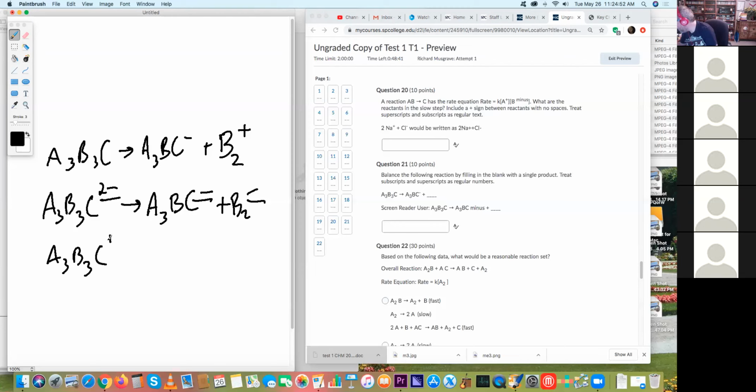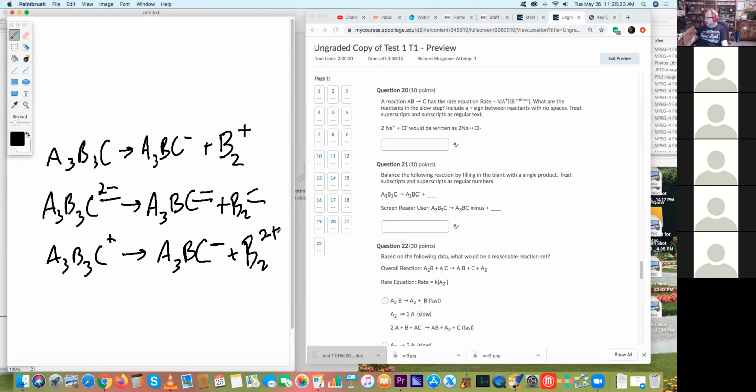Okay. So the other one, we got A3, B3, C. Let's make it plus just for kicks. And A3, BC minus. Ooh. Okay. All right. So any thoughts about that? About what we'd have to do to balance that one out? B2 plus 2. Yeah, it'd be B2 and then 2 plus, or plus 2. Yeah.